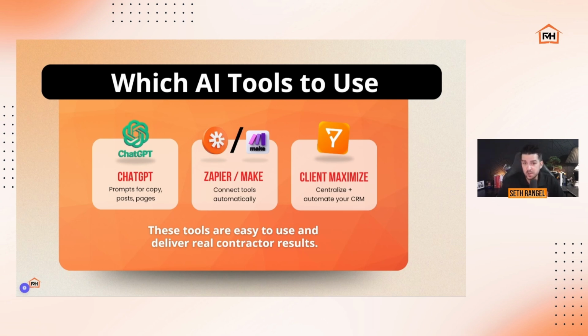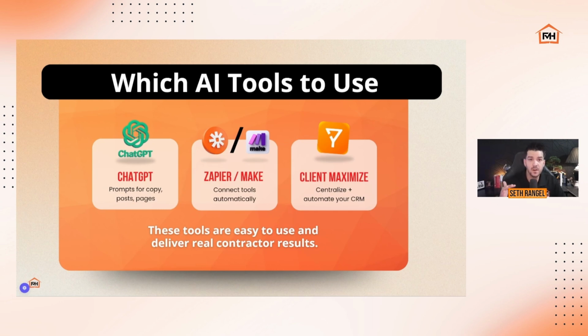There's about 3 core tools most contractors are using right now to get leads, to follow up instantly, and to get more jobs. And one is ChatGPT, because this is your idea machine. This is where you write headlines, landing pages, emails, social media posts, even video scripts. Just by entering the right prompt, it's like hiring a professional copywriter without the price tag.